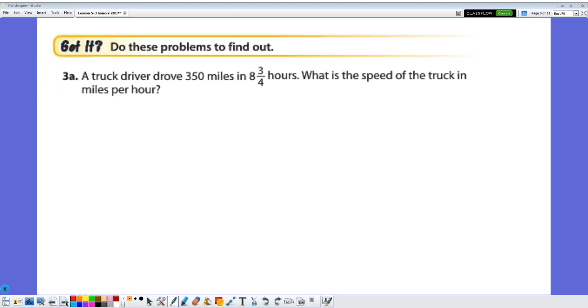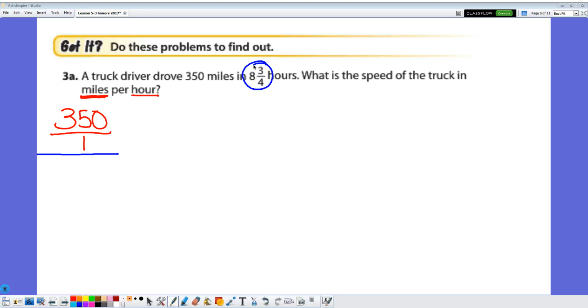Okay, 3A. A truck driver drove 350 miles in 8 3/4 hours. What is the speed of the truck in miles per hour? Okay, so they're telling you what has to go first. Miles per hour. Miles has to go first. Okay, and so I'm going to write it as a fraction and call it 350 over 1.